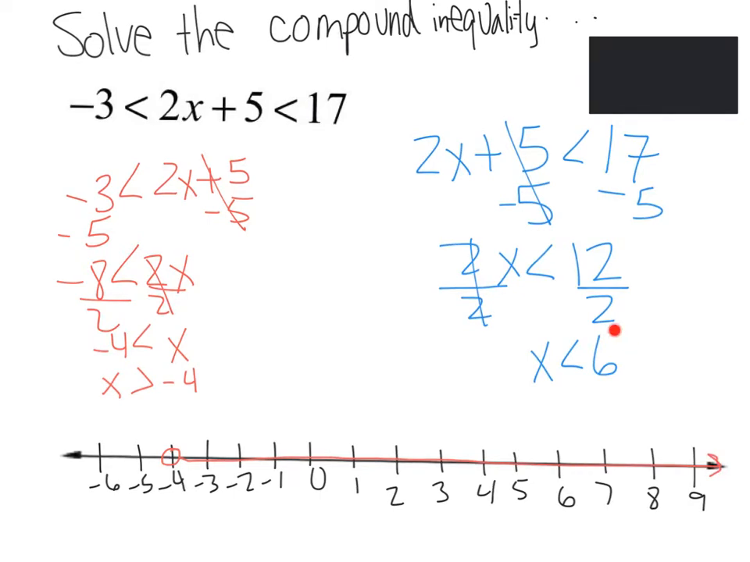For the second one, x is less than 6, so starting at 6, open point again. And that's all the numbers that are less than 6, so I'm going to the left. So my answer is the intersection of these two pieces. So I'm going to shade in, darken it, to highlight the actual answer.